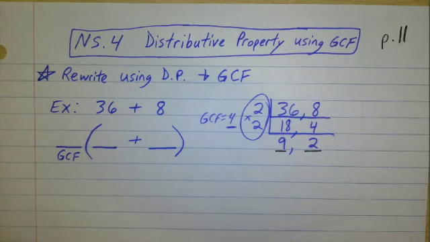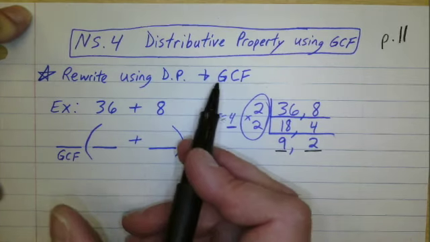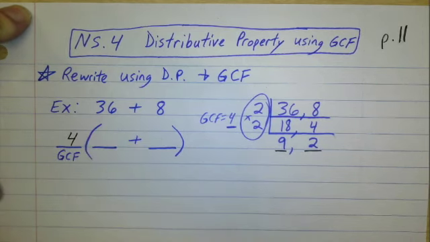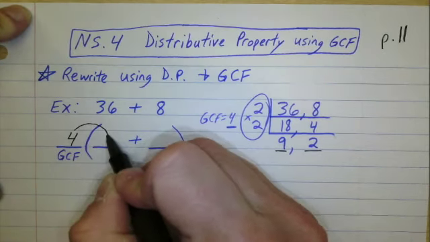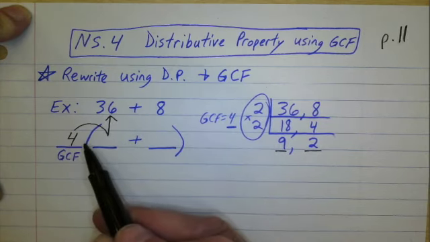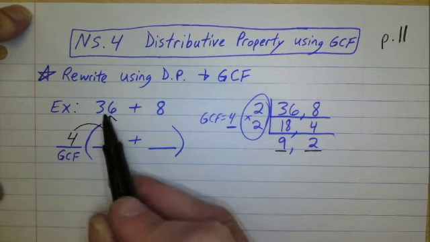So here's how this works. Rewrite 36 plus 8 using the distributive property and GCF. So your GCF goes here. Our GCF was 4. That goes in this blank. 4 times this blank equals 36. And why am I multiplying it? Anytime you see a number right next to parentheses, it means that you're going to multiply. So 4 times what gives us 36?